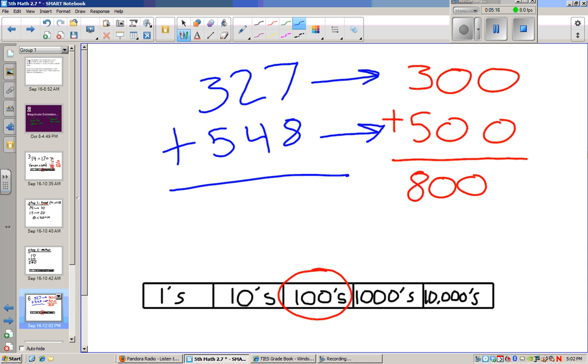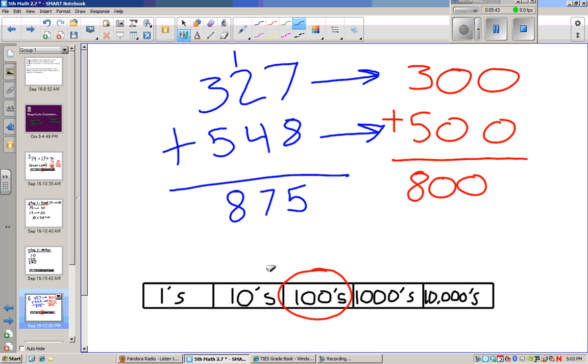So I'll do the problem now, and we'll see. 7 plus 8 is 15. Carry that 1. 1 plus 2 is 3. 3 plus 4 is 7. 3 plus 5 is 8. So my estimate was 800. The actual answer is 875. It's in the hundreds, so I can be pretty confident that my answer is correct.